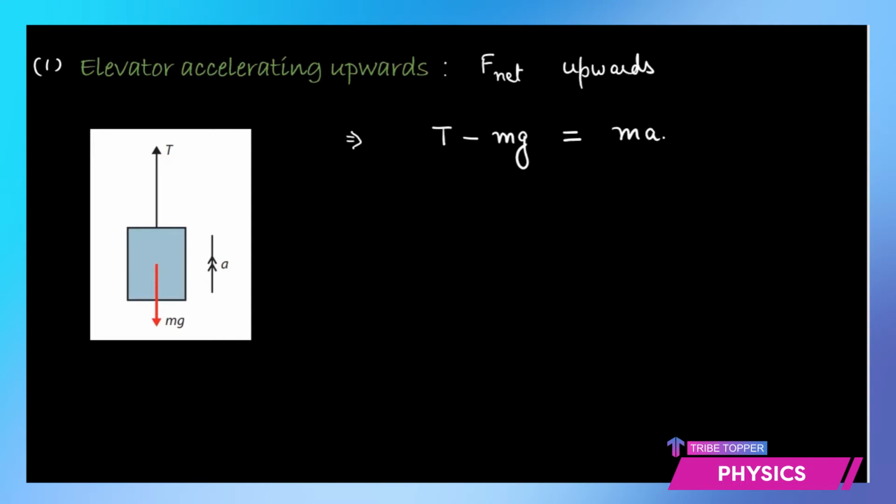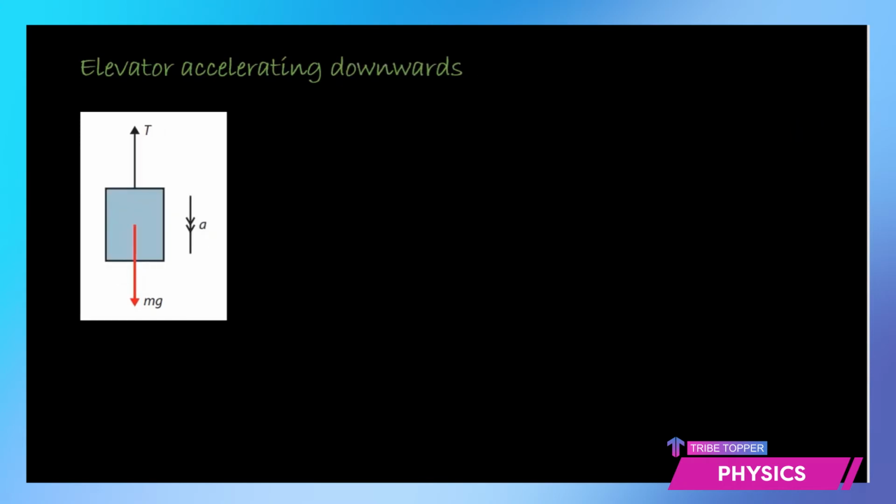Just take care. Upward acceleration means the resultant force is upwards. So the tension is the greater force in this case minus the weight downwards gives you the net force ma, which is upwards. And from here, you can now find out what will be the tension in the string. That's ma plus mg, which means m can be common and a plus g. This is the case of an elevator accelerating upwards.